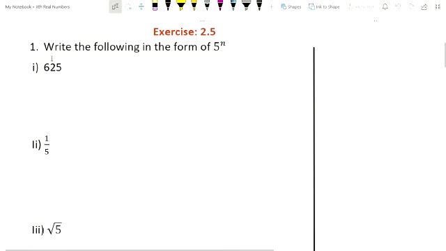First question, write the following in the form of 5 power n. Here 5 is the base, n is the power. So we have to write the given numbers in the form of 5 power n. First we have to find out in 625 how many 5s will be there. So how do you find this?